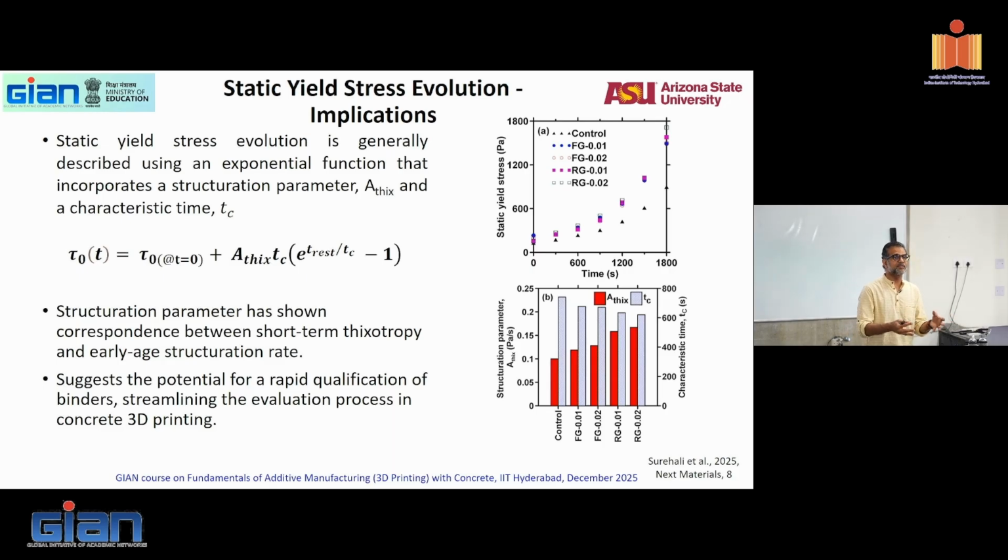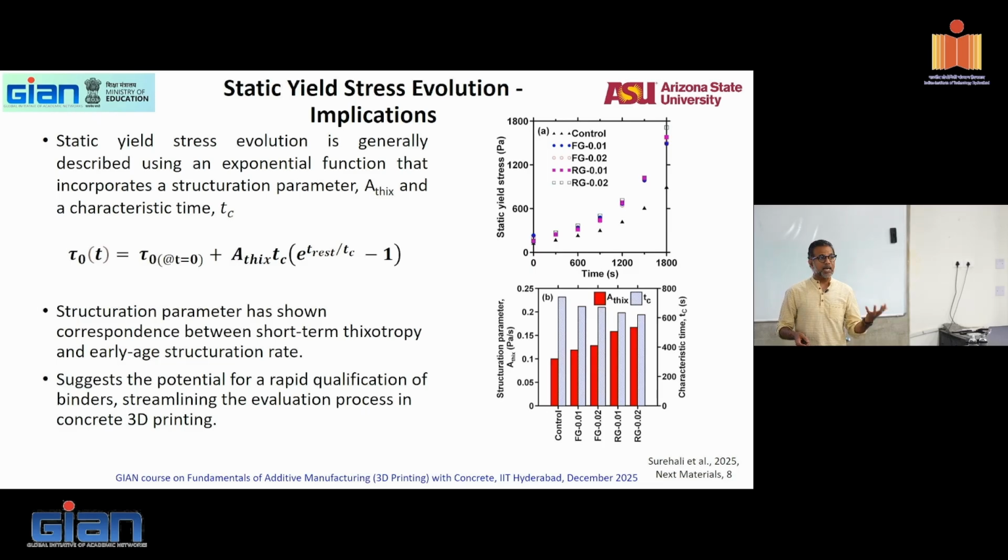So as soon as I have a mix, if I print, if the structuration rate is high, I can come back and put the next layer faster. If the structuration rate is very low, I may have to wait more time. So in the real practical world, once you know the structuration rate, it will give you indications as to how you can plan the printing path.